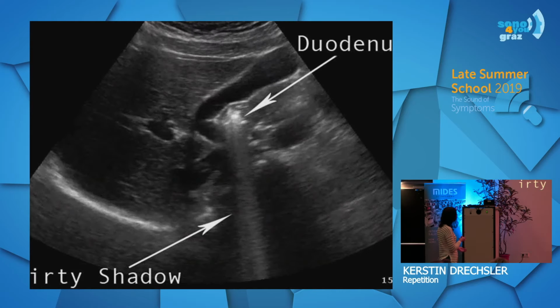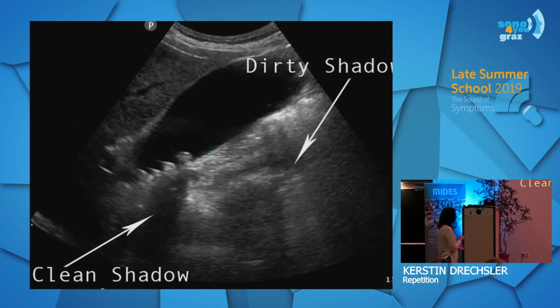So sometimes it's pretty tricky to actually differentiate bowel gas from stones, but you might want to keep in mind that stones usually generate a clean shadow, whereas bowel usually generates a dirty shadow. And you might want to notice that this one arises dorsally to the gallbladder, and this one arises directly from the gallbladder.